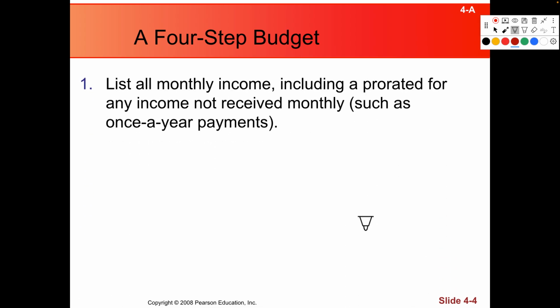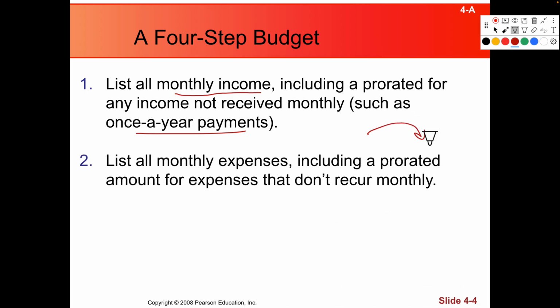4-step budget. So one of the things, again, how are you going to know what you spend? You really need to know what you have as far as money coming in. So you want to list all your monthly income and things like maybe you get a financial aid check at the beginning of the semester. But that money has to last you 3 or 4 months. So what you want to do is prorate that on a monthly basis, so that then you know what you have coming in. So that's cash coming into your pocket.